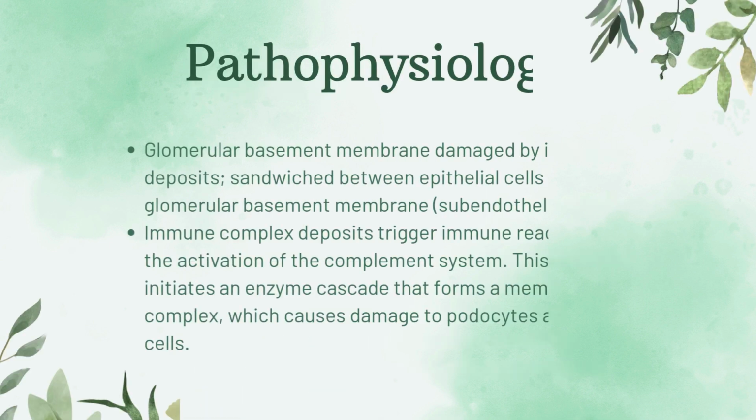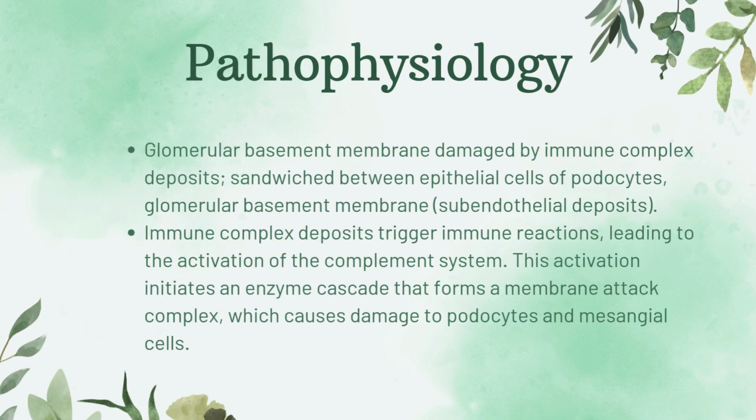The GBM is damaged by immune complex deposits that are sandwiched between podocytes and the basement membrane, specifically in a subepithelial location. These immune complex deposits trigger a chain reaction, activating the complement system. This activation leads to the formation of the membrane attack complex, which in turn damages podocytes and mesangial cells. This disruption increases glomerular permeability, allowing proteins like albumin to leak into the urine, ultimately leading to nephrotic syndrome.